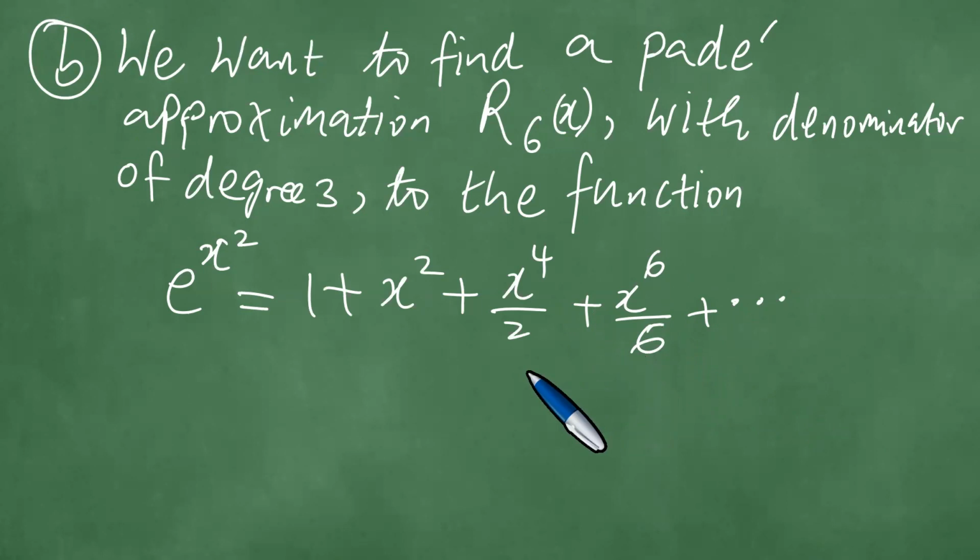Right, we want to find a Pade approximation of degree 6, with the denominator of degree 3. So the denominator is of degree 3, which means the numerator is going to be of degree 3, because if you add the degrees of the numerator and denominator, you get the degree of the rational function.